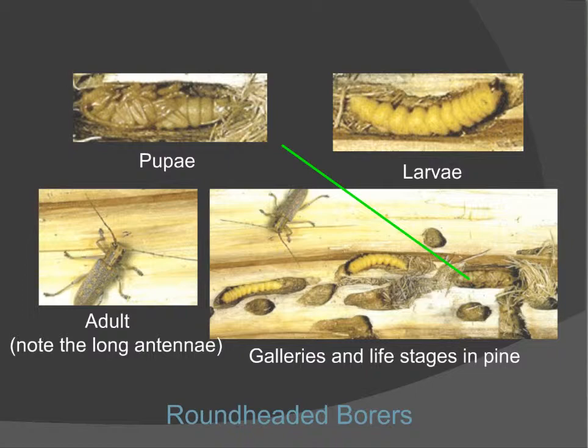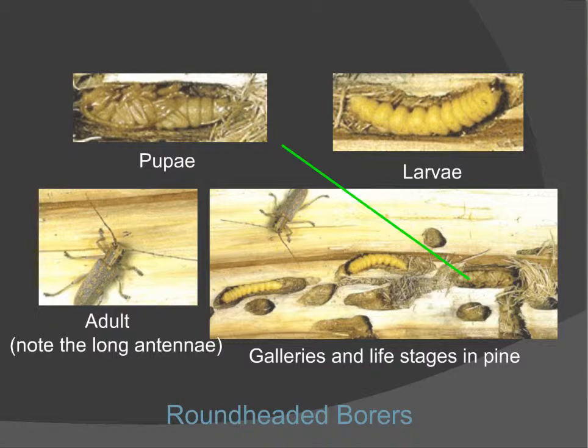Round-headed borers are also called longhorn beetles because of the antennae that they have. They're quite long. These are the ones that burrow right into the wood itself. And the larva has more of a rounded head, and I'll show you the head on the flat-headed borer, and you'll see the difference.